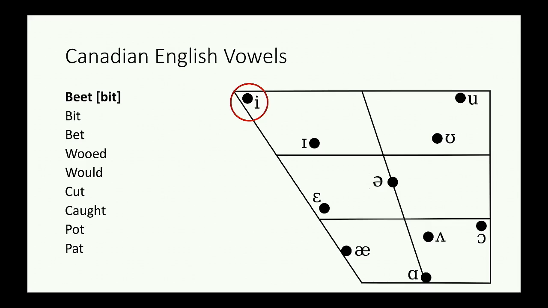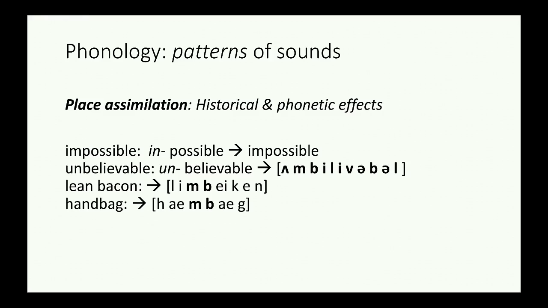This is a chart with representations in the International Phonetic Alphabet, the other IPA, the better one. I won't go through all of these. These are words that differ, word pairs or triads that differ, again, ignore the spelling, in a single vowel sound. Beat, bet, or bit, bet. Wooed, as in to woo somebody. Would, cut, caught, depending on your, there's very few people in Canadian English that actually have that vowel. Pot, pat. It's all very interesting. Okay, so we've got sounds. Phonology is the study of how sounds pattern within and across languages. What is this?